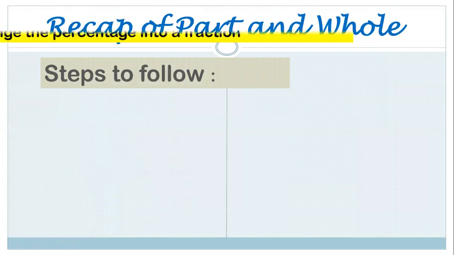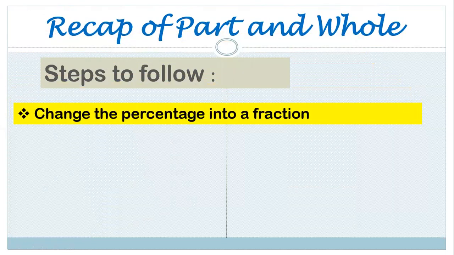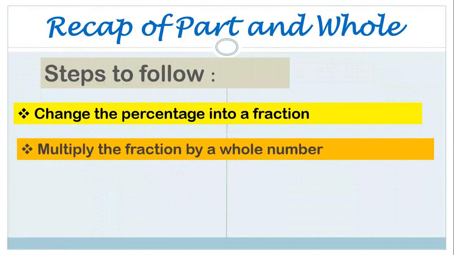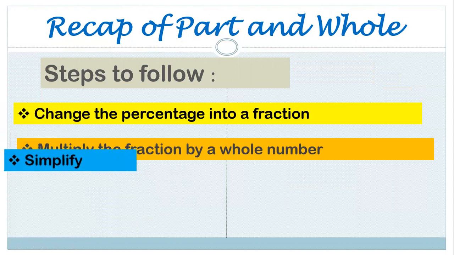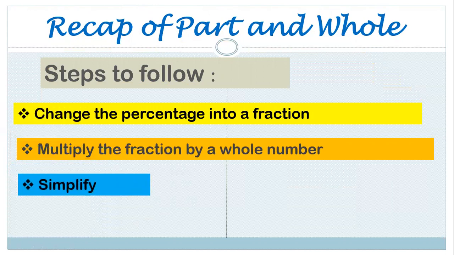These steps are: Number 1, change the percentage into a fraction. Number 2, multiply the fraction by a whole number. Number 3, simplify. Remember students, this simplification may take 2 or 3 steps, but we have to make sure that we have reduced to the lowest possible term.